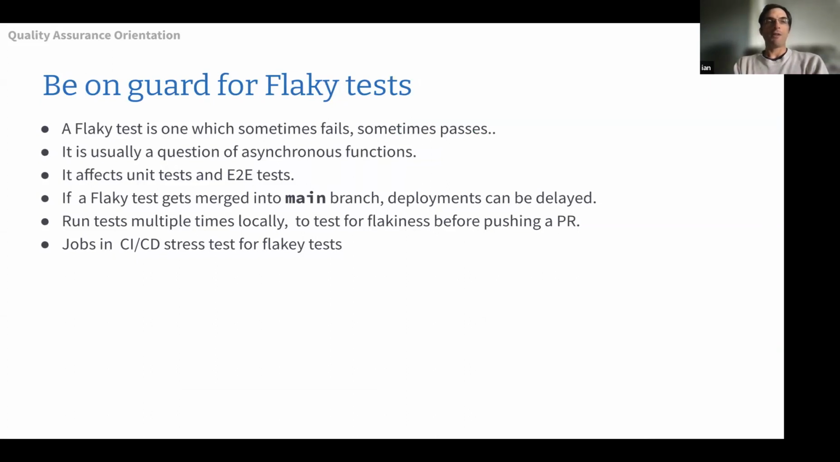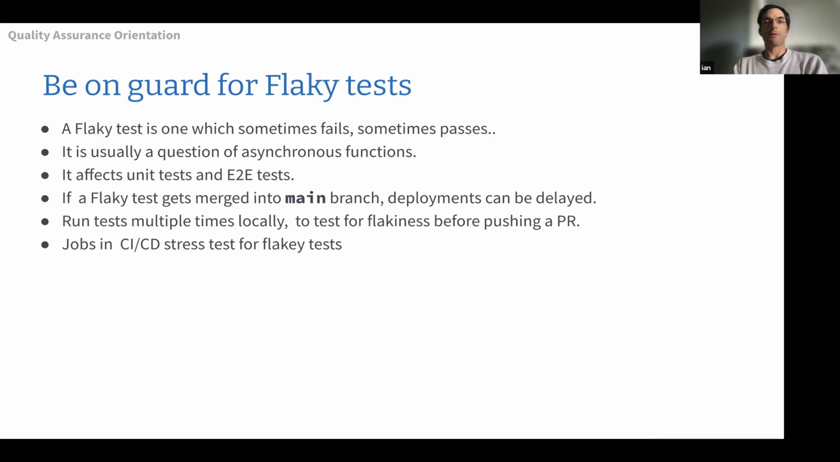And the problem is that if a flaky test gets merged into a main branch, it can pollute branches that are then branched off from that main branch. You may be developing something and suddenly find your PR failing for reasons which have nothing to do with your development effort, but only because there's a flaky test. So everyone is encouraged to run their tests multiple times locally, test for flakiness before you push a PR.